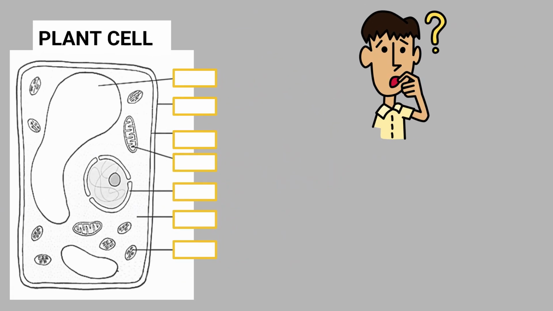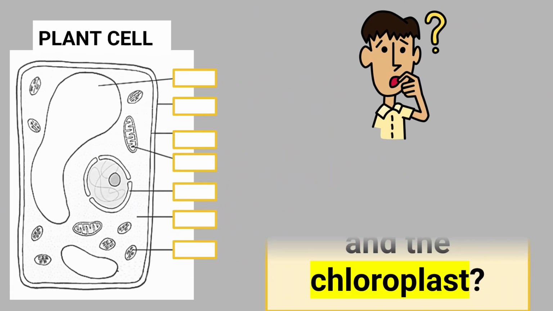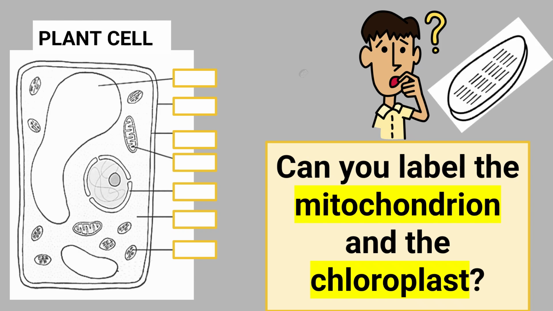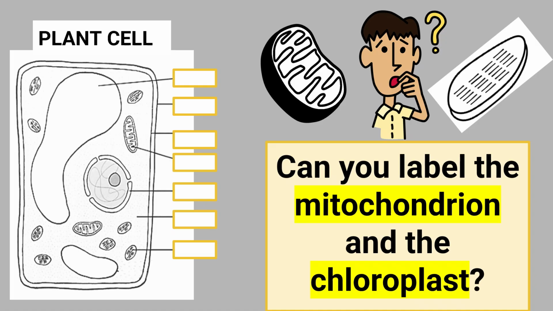Now, take a look at the diagram of the plant cell. Let's make sure that we can correctly identify the mitochondrion and the chloroplast. This is sometimes challenging. Any ideas?